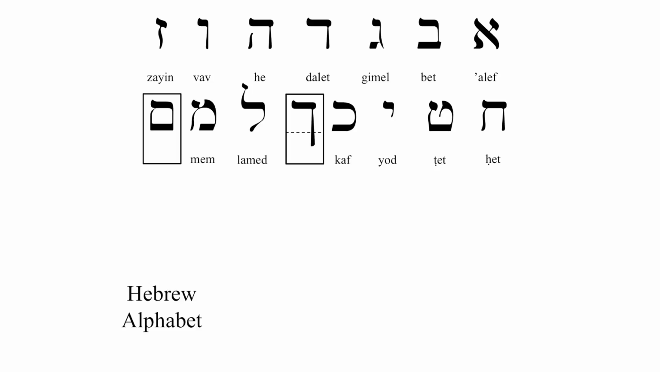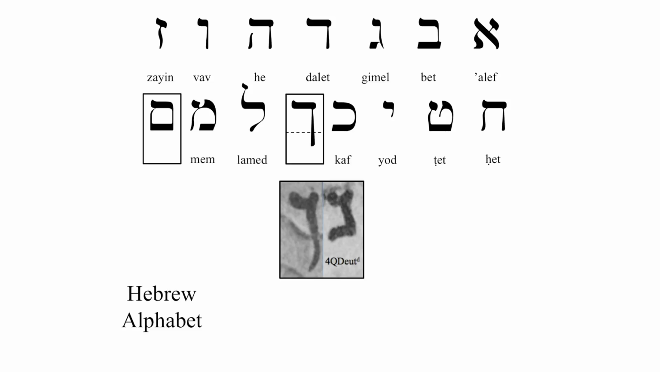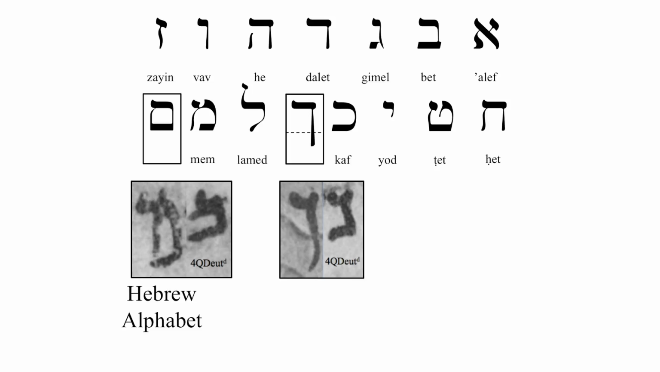Now, if you notice how these letters are shaped in, say, the Dead Sea Scrolls, you'll notice that basically the only thing that has happened with these final forms is that they have been elongated. The kaf has its base dropped down below the line. The mem is longer and extends below the line.